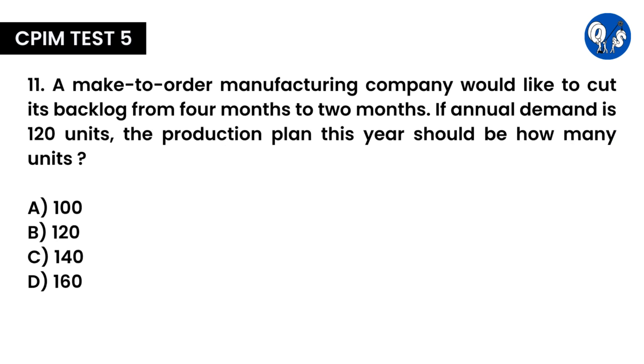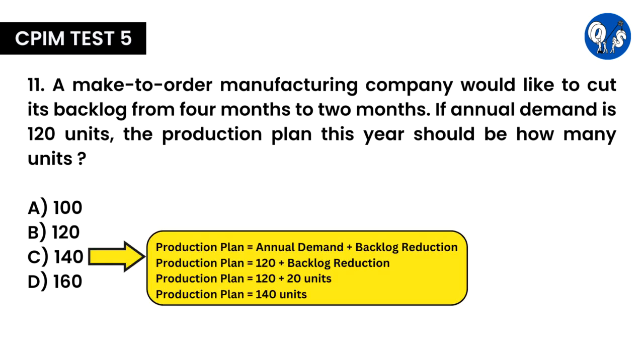Question number 11. A make-to-order manufacturing company would like to cut its backlog from 4 months to 2 months. If annual demand is 120 units, the production plan this year should be how many units? A. 100, B. 120, C. 140, D. 160. Here the correct answer is C.